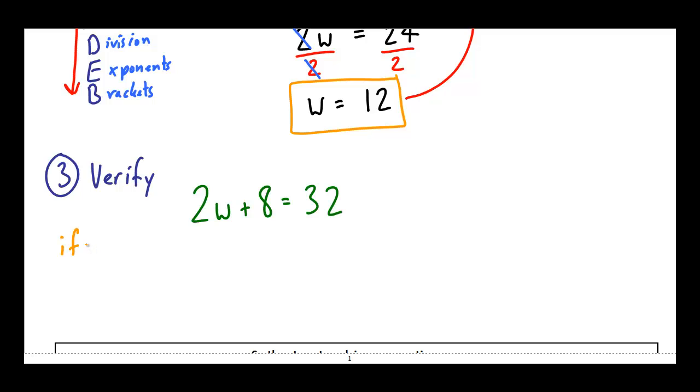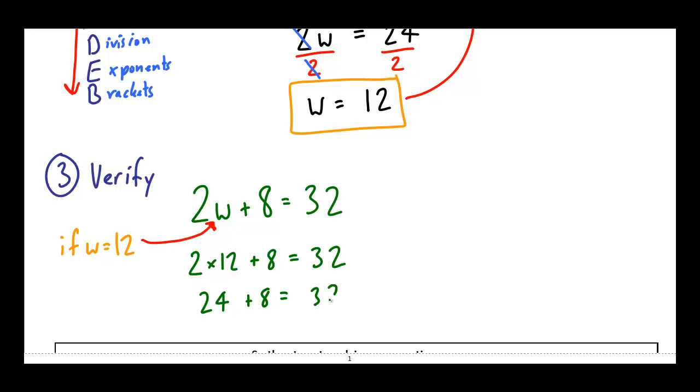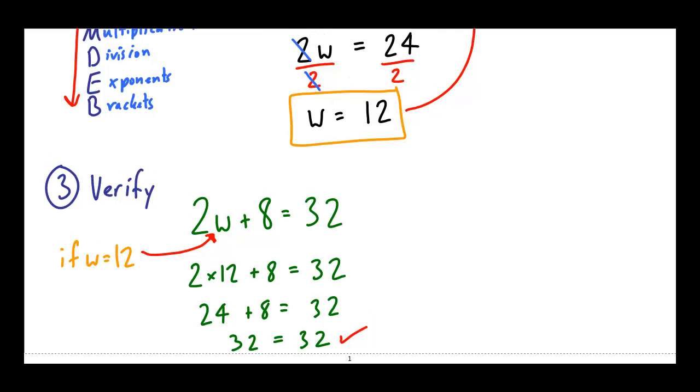Now, assuming that w is equal to 12, like I found out, I'm going to take this 12 right here, and I'm going to substitute into my equation wherever I see that w. So that would become 2 times 12 plus 8 equals 32. Well, 2 times 12. Now we're going to go back to our BEDMAS rules. We're going to do this multiplication first. 2 times 12 is 24. 24 plus 8 is 32. And last time I checked, 32 does equal 32. So we know that we've gotten the right answer. Looks like 12 wins in the season.